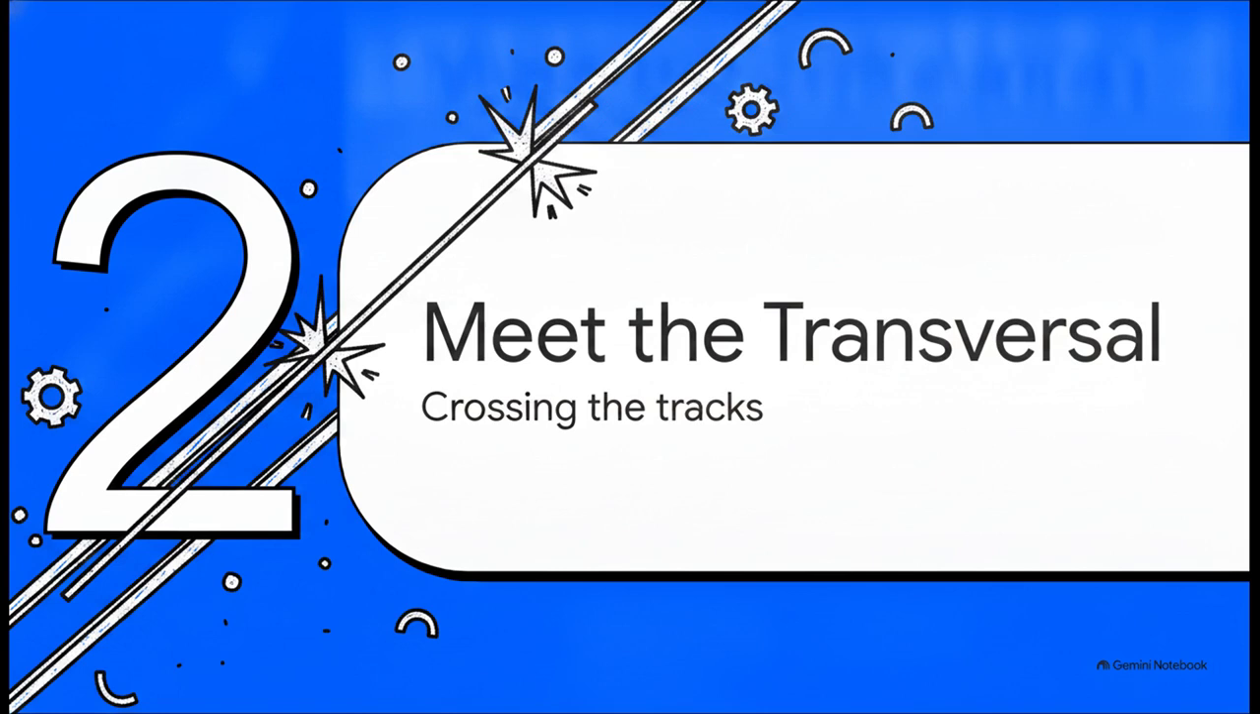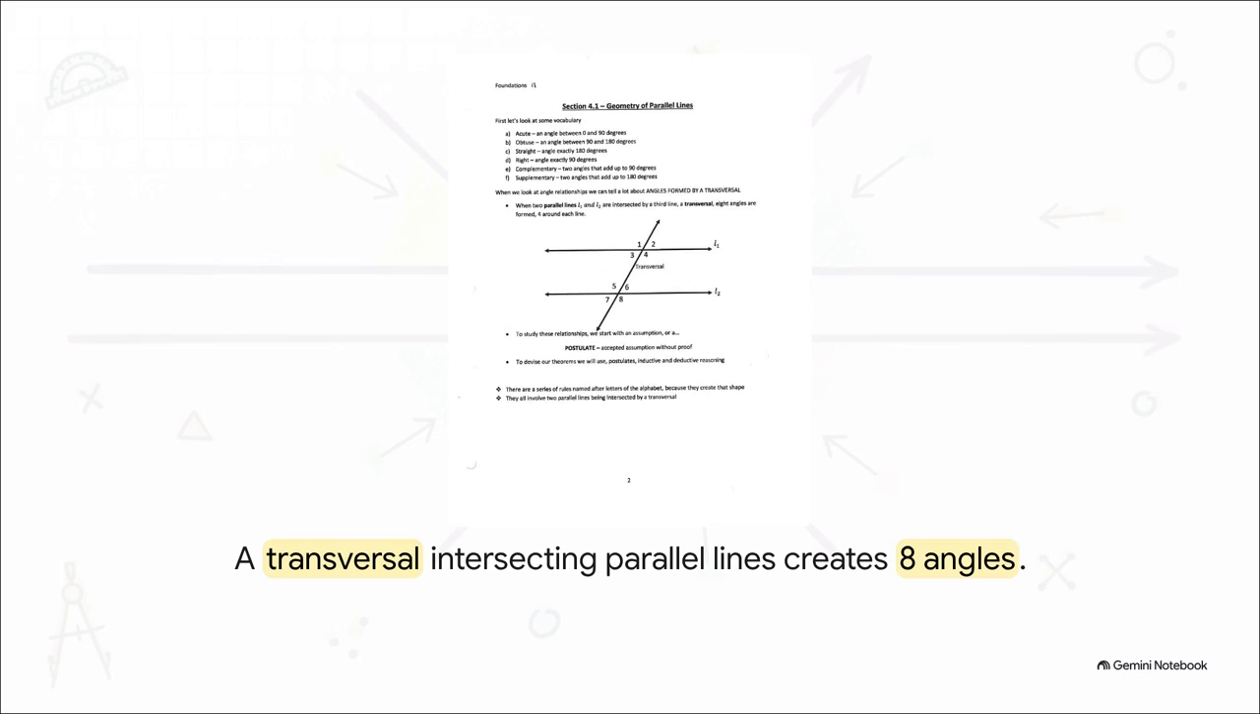All right, it's time to completely disrupt those perfect, infinite train tracks. We do that by introducing a new character, the transversal. Think of the transversal as a road cutting straight across our parallel train tracks. When this single line slashes through, it creates two distinct intersections, generating a total of 8 highly specific angles, numbered 1 through 8. This single crossing is the engine that powers a massive amount of geometric logic.